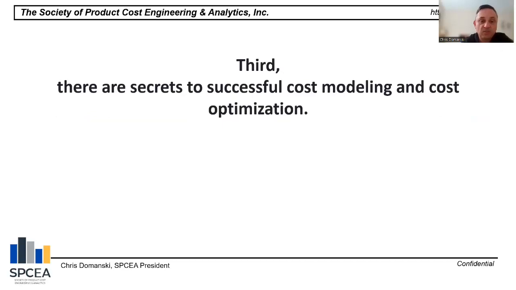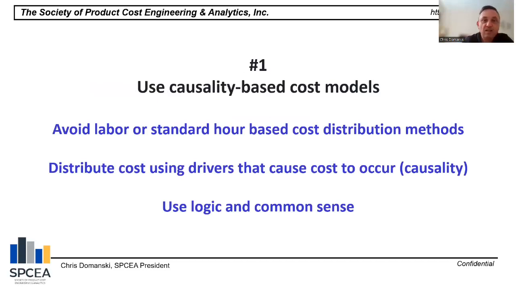But third, and this is why we're here today, there are some secrets to successful cost modeling and cost optimization. And that's what I want to talk about next. First one is using causality-based cost models. I think that's something that I'm sure PACE will compliment me on suggesting, because this is really their focus. But it's very true.